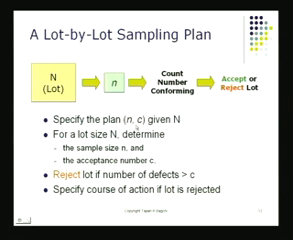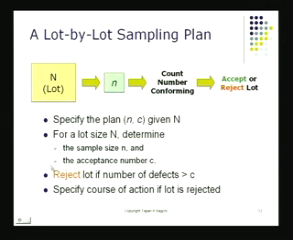I have a little rule here which says if the number of defective items found by 100% inspection of the sample exceeds C, I'll reject the lot. Otherwise, I will accept the lot. That is the sampling scheme there.